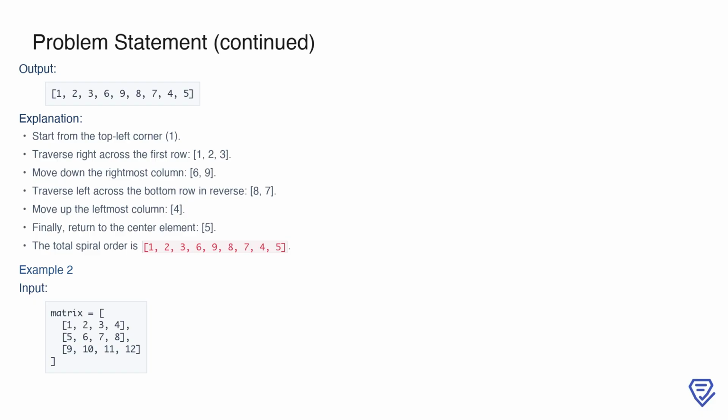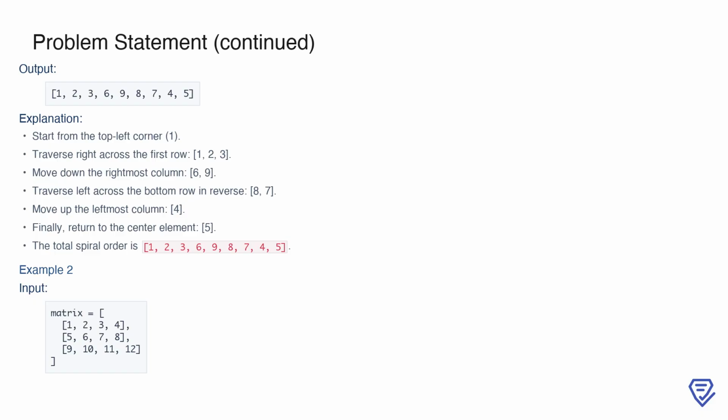The traversal starts at the top left corner with the element 1. First, we move right across the first row, collecting 1, 2, 3. Then, we move downward along the rightmost column, collecting 6, 9. After that, we traverse left across the bottom row in reverse, collecting 8, 7. Next, we move upward along the leftmost column, adding 4. Finally, the center element 5 is visited. Combining all of these steps, the spiral order of this matrix is 1, 2, 3, 6, 9, 8, 7, 4, 5.